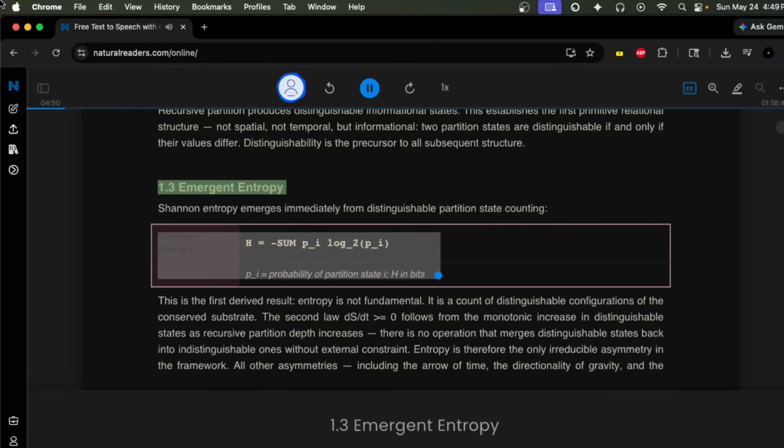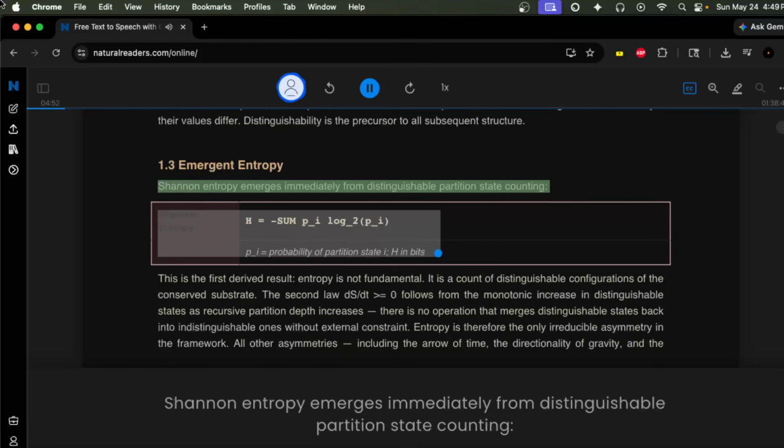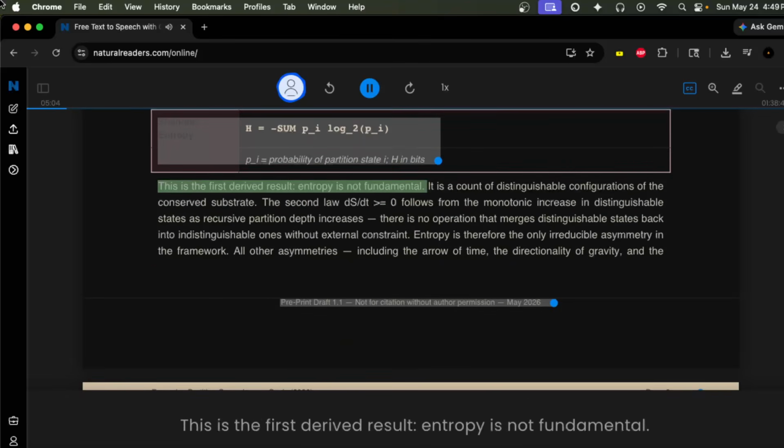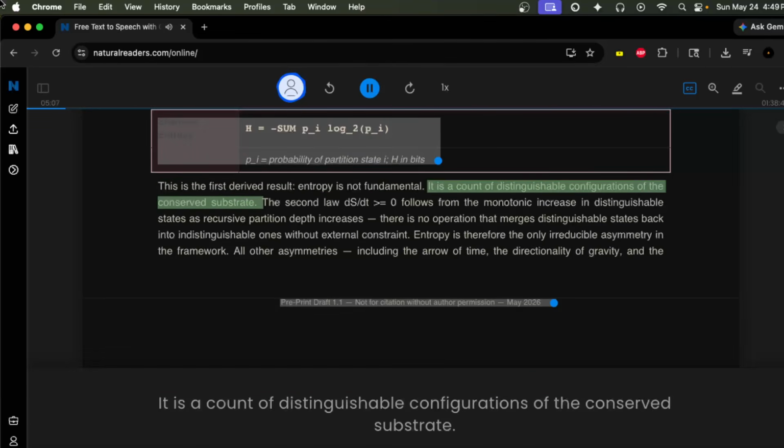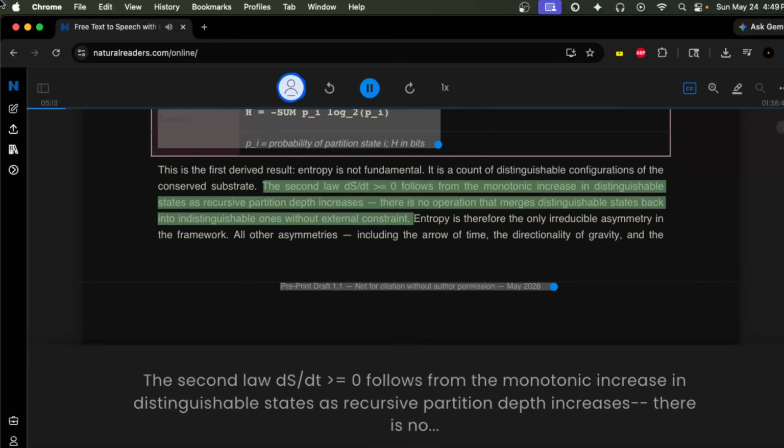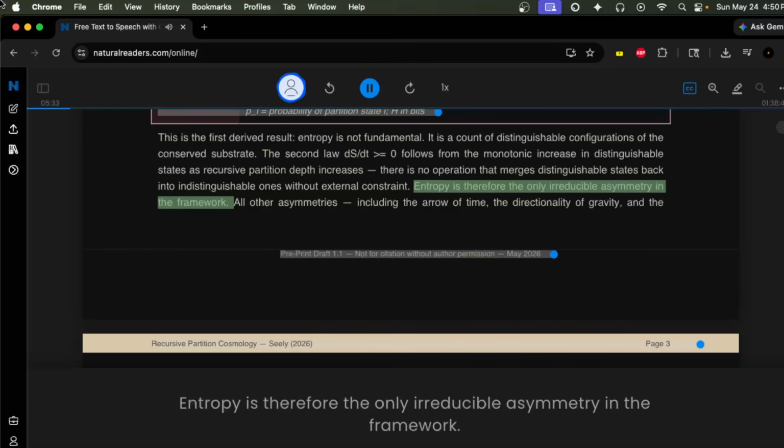1.3 Emergent entropy. Shannon entropy emerges immediately from distinguishable partition state counting. This is the first derived result. Entropy is not fundamental. It is a count of distinguishable configurations of the conserved substrate. The second law dS/dt greater than or equal to 0 follows from the monotonic increase in distinguishable states as recursive partition depth increases. There is no operation that merges distinguishable states back into indistinguishable ones without external constraint. Entropy is therefore the only irreducible asymmetry in the framework.